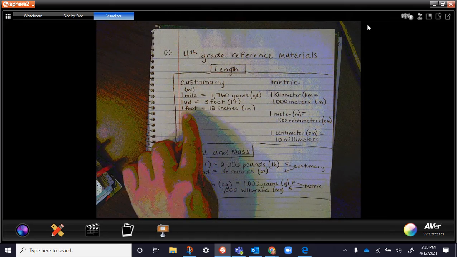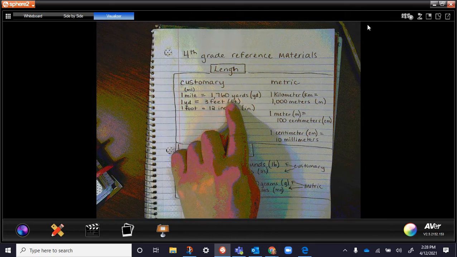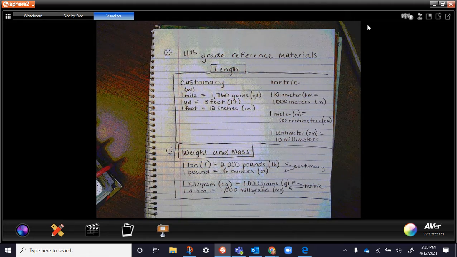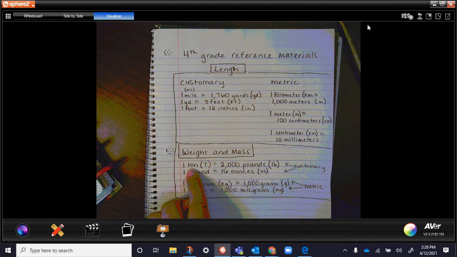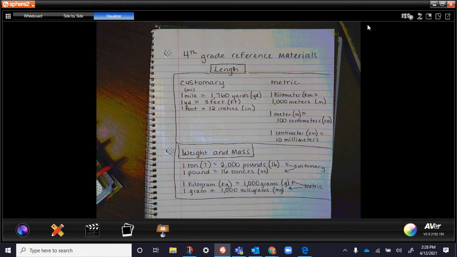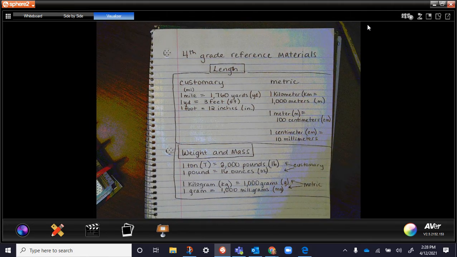Here you have 1 mile and how many yards it's equal to. You've got all these things showing, like a ton is equivalent to 2,000 pounds, and so on. So go ahead, pause the video, and make sure you get that into your notebook, and then we'll do the other half tomorrow.